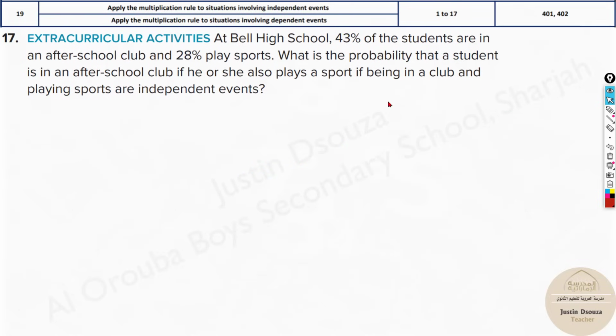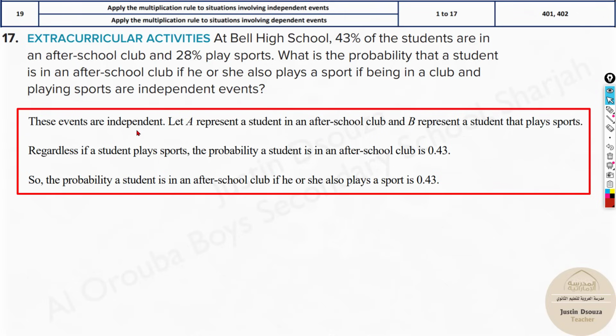And we move to the last problem. Please try this by yourself. See, all the probabilities are given and you can do it by yourself. Let's just quickly read this.